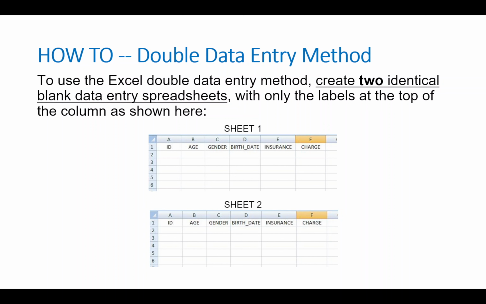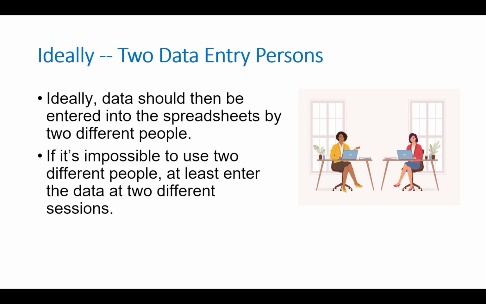To use Excel double data entry methods, create two identical blank data spreadsheets with only the labels at the top of the columns, as shown here. You'll see Sheet 1 and Sheet 2, and they're identical so far. Ideally, you'll have two data entry persons. Each will enter the data separately in the spreadsheets. If it's impossible to use two different people, at least enter the data at two different sessions yourself.